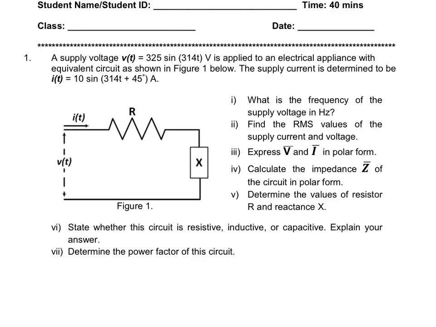So we are asked to find, first of all, the frequency of the supply voltage. We want to find the RMS value, and we want to find the V and I in complex number form. And then finally, we want to calculate the impedance Z of the circuit. And then we determine the R and X value in this circuit. Finally, we want to know whether the circuit is resistive, inductive, or capacitive. And we have to explain the answer and determine the power factor of the circuit. So there's quite a lot of things for us to do. Let's quickly start into this.